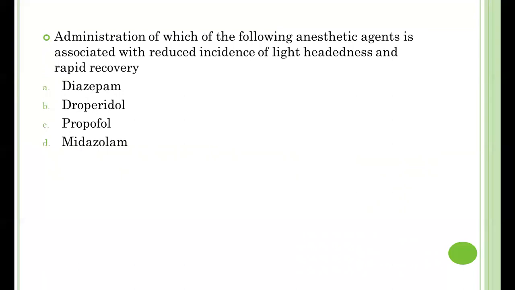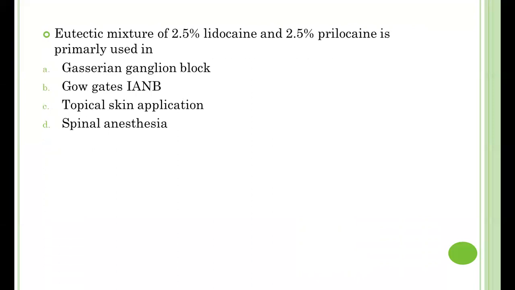Administration of which of the following anesthetic agents is associated with reduced incidence of lightheadedness and rapid recovery? Options are diazepam, droperidol, propofol, and midazolam. So the correct answer is option C, propofol.